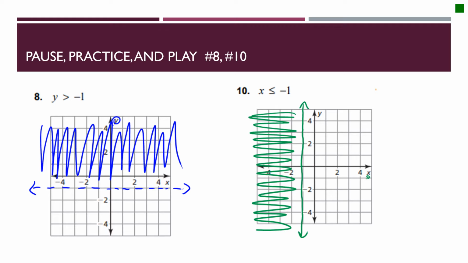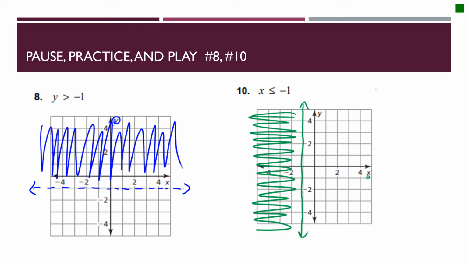Okay, this is going to be at negative 1. We're going to have a horizontal line, and we know that it's on the y-axis. So we find the negative 1 on the y-axis, horizontal line, and this is a y greater than. So everything above the graph would be shaded.